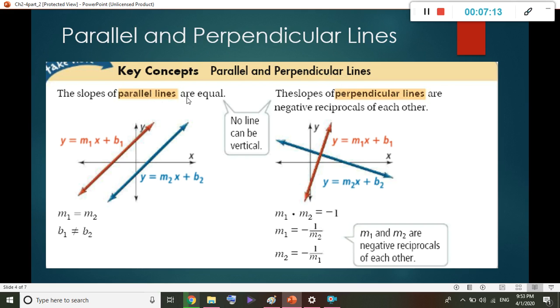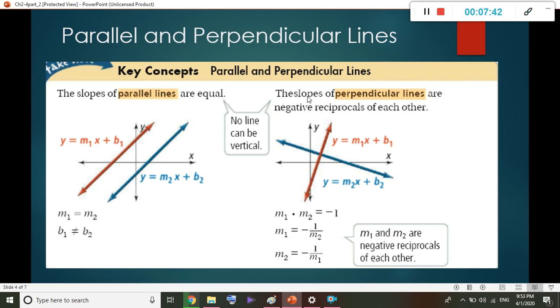Parallel lines are lines that have the same direction. Okay, they have a distance between them, but they have the same direction. So the slopes of parallel lines are equal. The slope of this line is equal to the slope of this line, obviously. So the slope m1 equals m2. But the y-intercept b1 is not equal to the y-intercept b2 because it differs. The y-intercept here differs from here. Okay, so this is for the parallel lines.